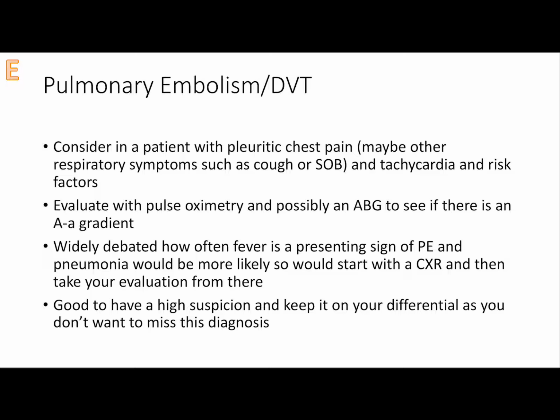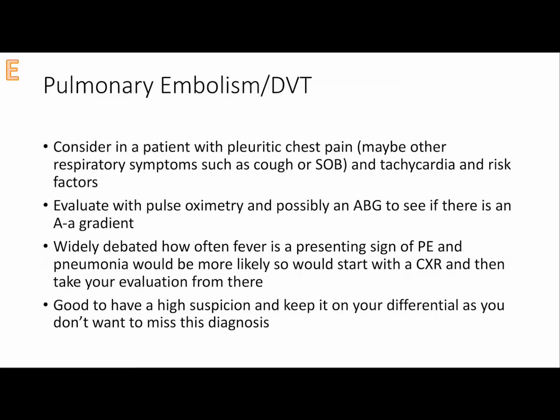E or embolism, PE/DVT. This is another important consideration when evaluating a patient with fever. Consider it in a patient who has pleuritic chest pain, but maybe other respiratory symptoms such as cough or shortness of breath, as well as tachycardia and risk factors for thrombosis. These would include prolonged immobilization, which is common in our hospitalized patients, and whether or not they are on prophylaxis for DVT. You should evaluate with pulse oximetry and possibly an ABG to see if there's an A-a gradient.